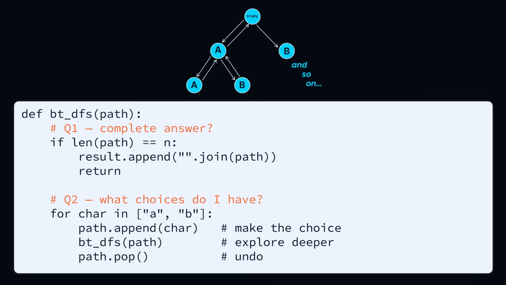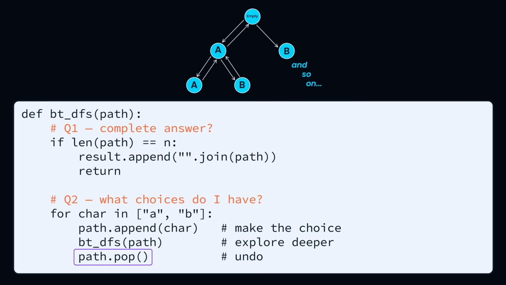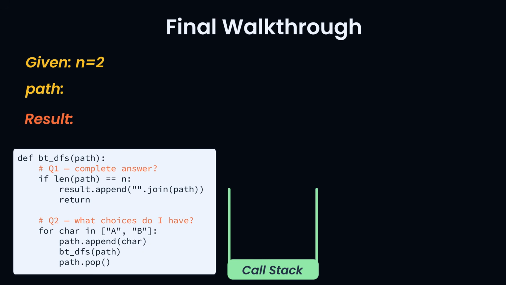3 parts to the code. Check if done. Loop through choices. Pop after each one. That pop at the end of the loop, that's the backtracking. It runs after every single recursive call, putting you back exactly where you were before that choice was made. Let's watch it run for n equals 2.